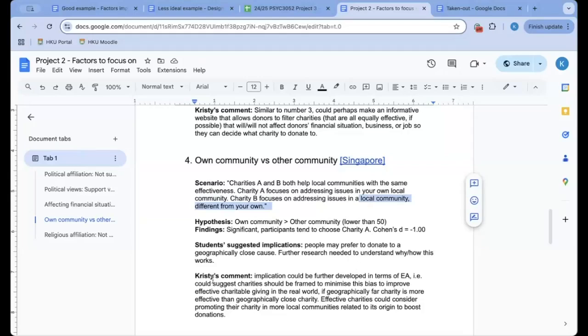Another implication would be that when the charities are actually advertising themselves, they should write their advertisements or introductions in a way that would minimize the bias of choosing your own local community over other communities.